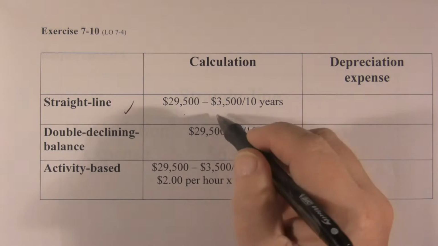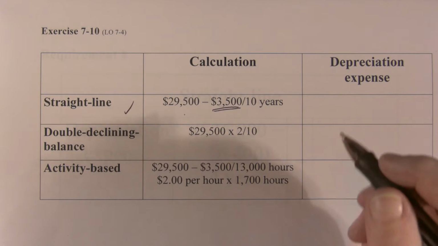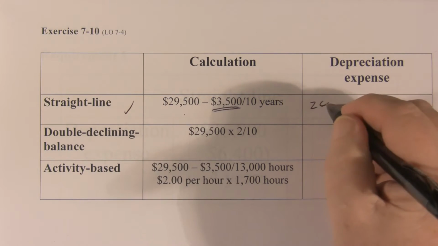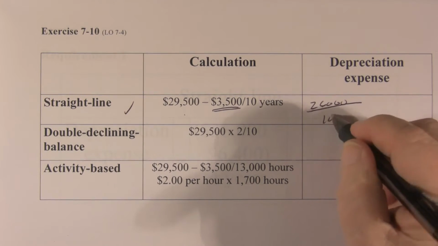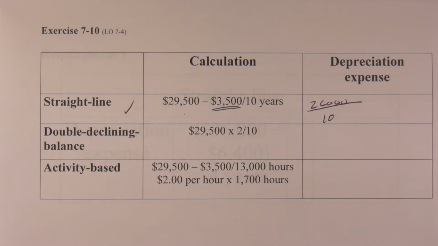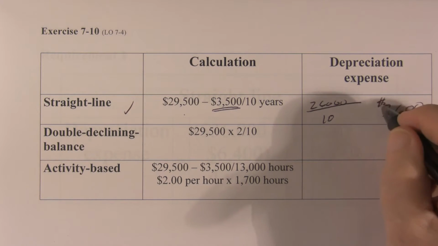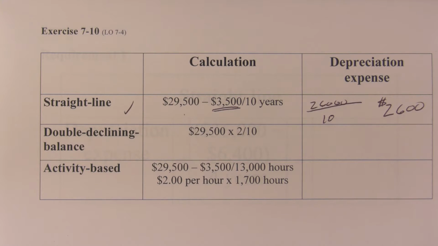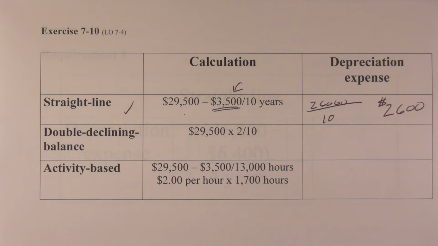We subtract what we think it's going to be worth when we're done, the salvage value. That gives us $26,000 as the total depreciation we're going to take over 10 years. So each year our depreciation expense is going to be a debit to depreciation expense and a credit to accumulated depreciation.